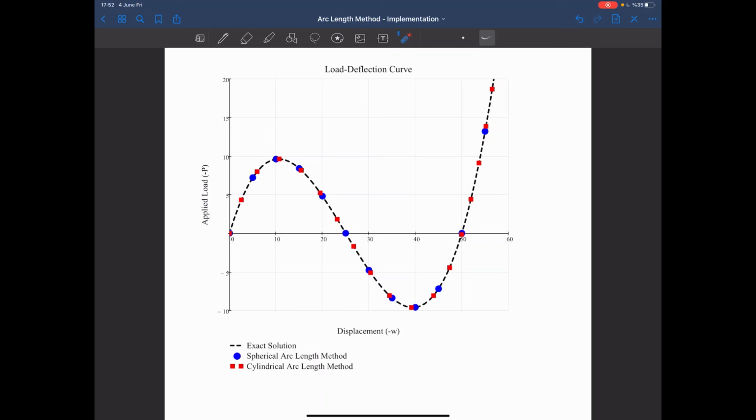With this approach, we worked on the snap through behavior, but also you can catch the snapback behavior as well.